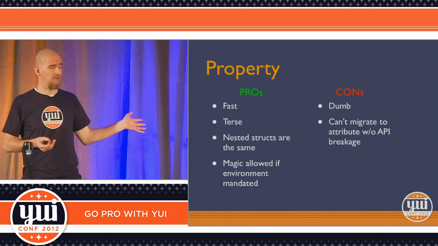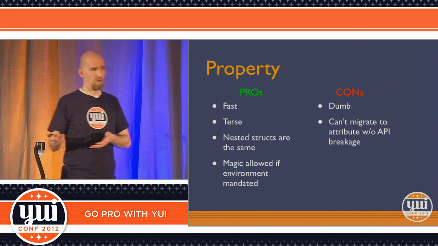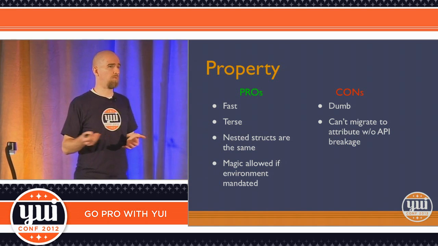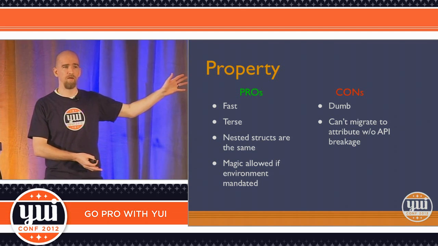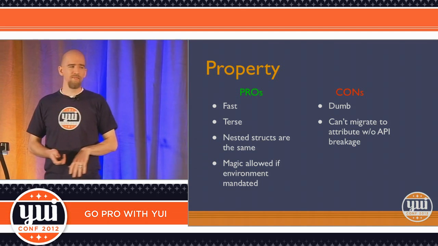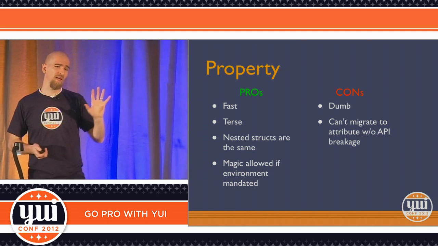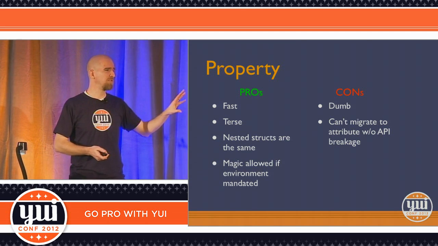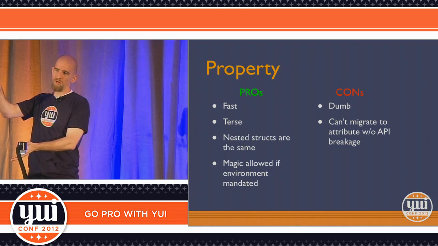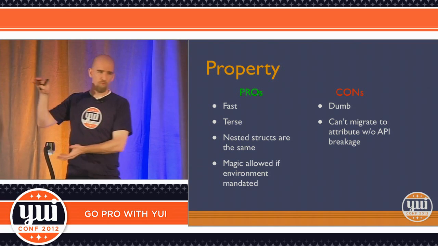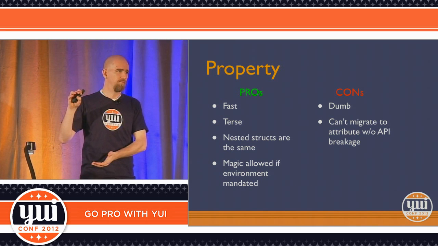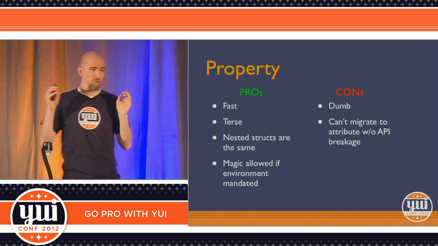If you don't have that, then you're in the cons section immediately, which is that properties are dumb. And they're going to continue to be dumb for years. And the big one is that you can't move a public API that's based on properties into an API that's based on attributes without breaking your API. And we've actually seen that happen.